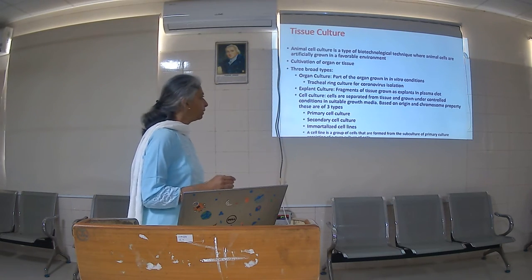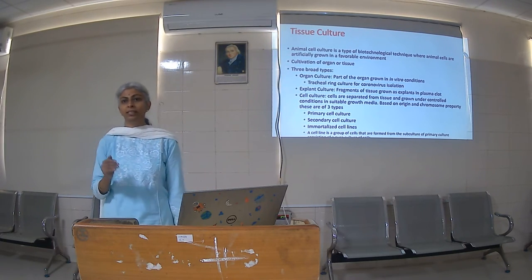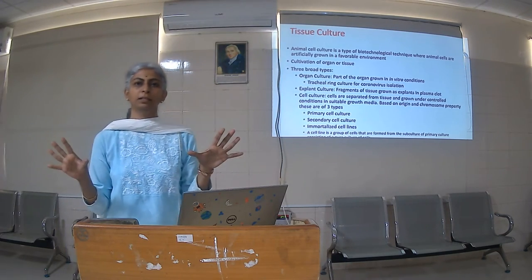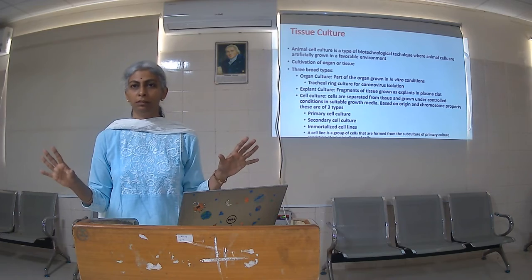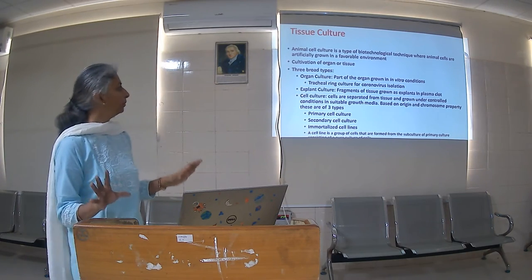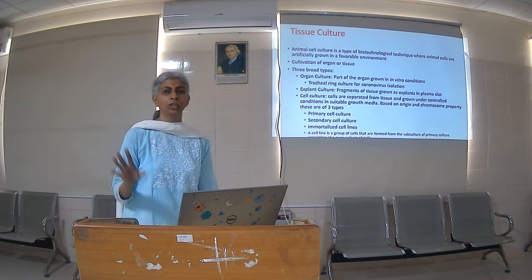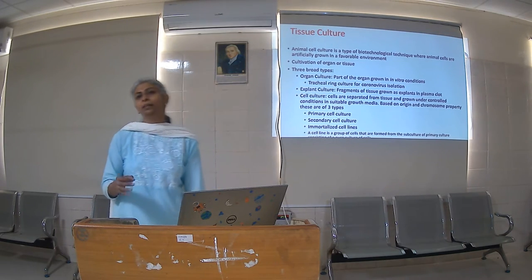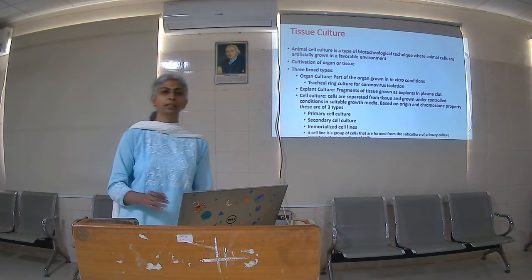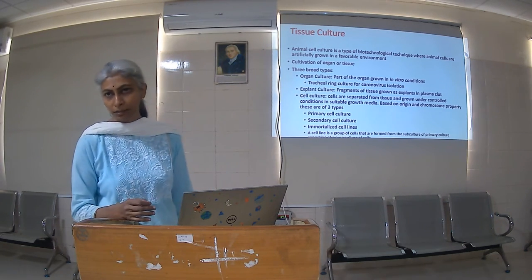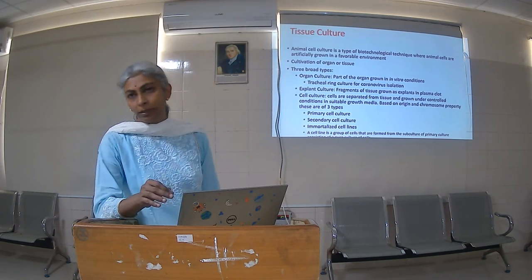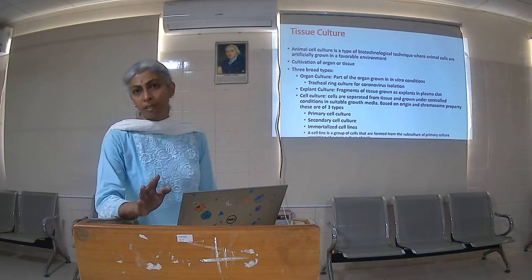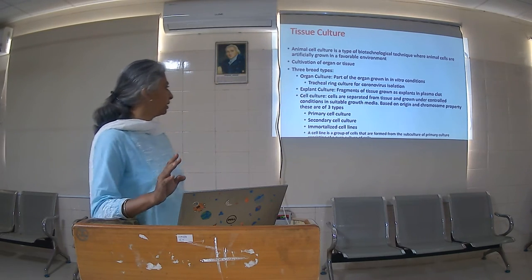Then we come down to actually cell culture. So when we're saying cell, we are now going from organ to tissue to separating the cells from each other such that they are grown independently in a suitable culture medium. Right? And again, based on the origin and the chromosomal properties, animal cell culture can be further divided into primary cell culture, secondary or diploid cell culture, or then we can come to immortal cells, and we will look at some more distinctions of these cells.